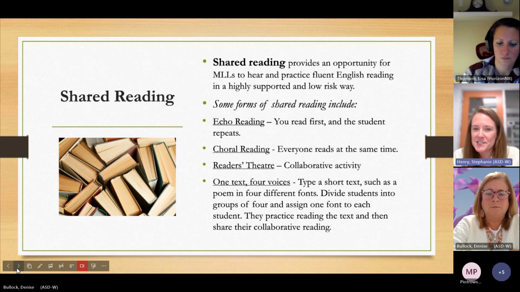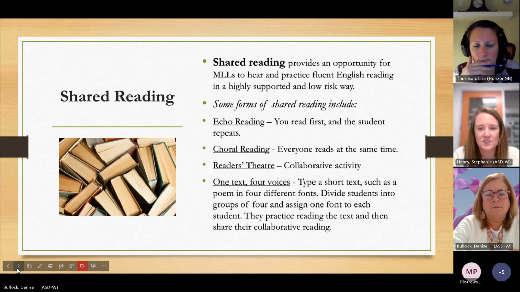And One Text, Four Voices is you type a short text, such as a poem, in four different fonts. Divide students into groups of four and assign one font to each student. So they practice reading the text and then they share their collaborative reading. So it's similar to Reader's Theater, but kind of taking out some of the nuance of the Reader's Theater.